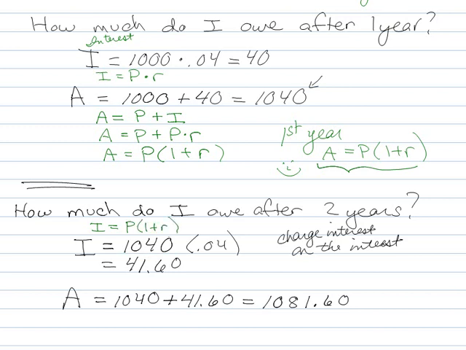I owed that at the end of last year, and now they're going to charge me the rate again. So the amount that I owed last year times the rate is going to be the interest. So now the amount that I owe is the amount I owed at the end of last year plus the new interest, which is P times 1 plus R times R again.